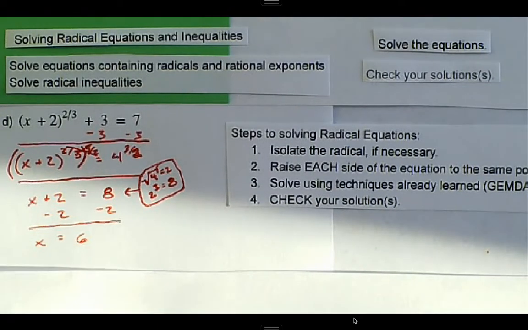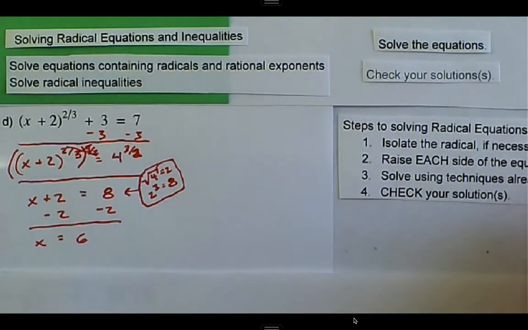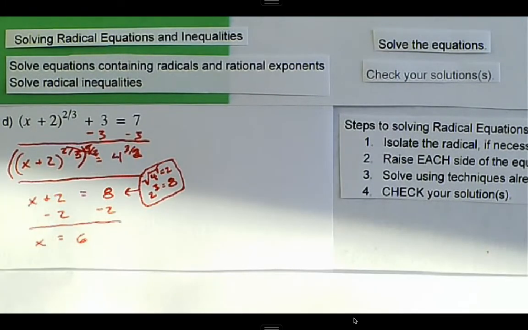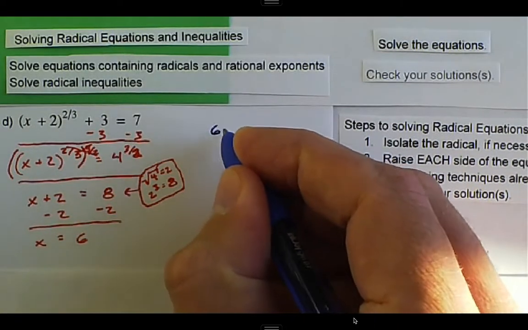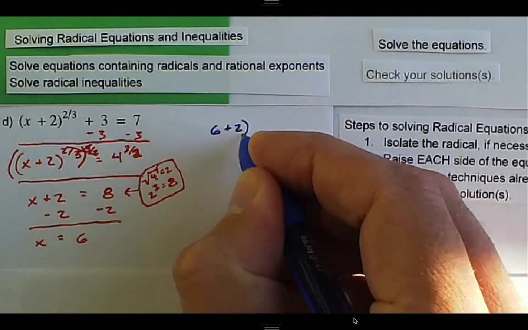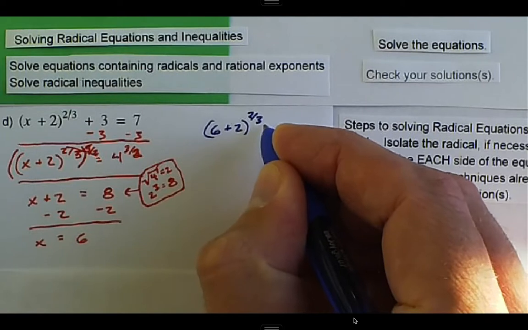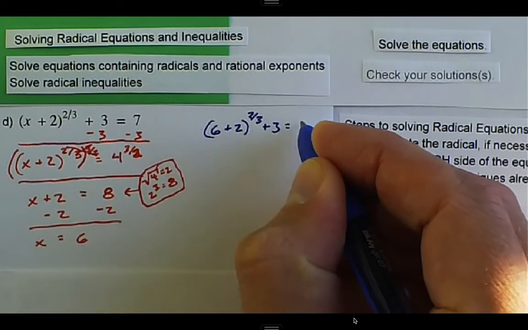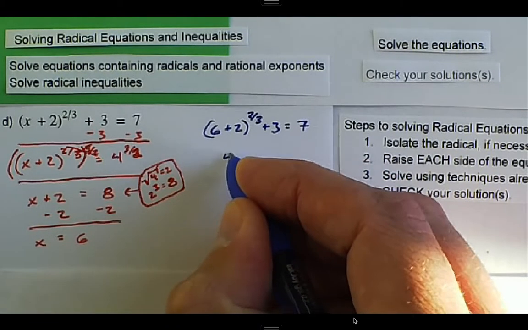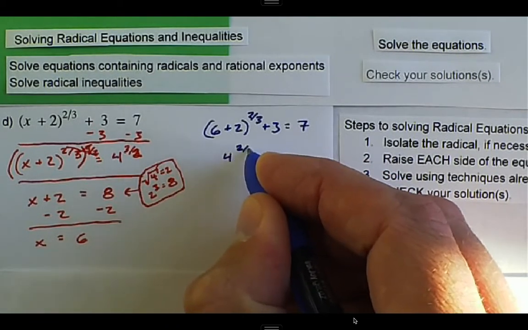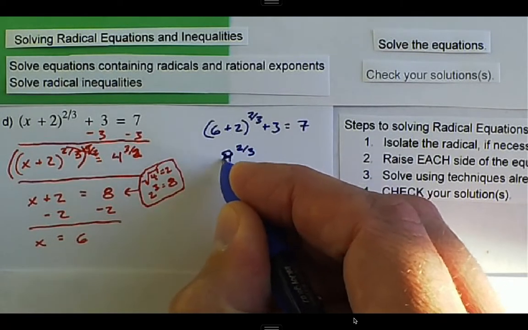And then the last step in the process, we have to check to make sure that the solution we found is a solution. So (6 plus 2) raised to the 2/3 plus 3, and we want to check to make sure that's equal to 7. So 4, or 8 to the 2/3.